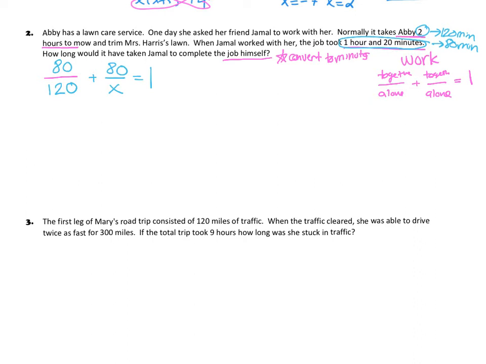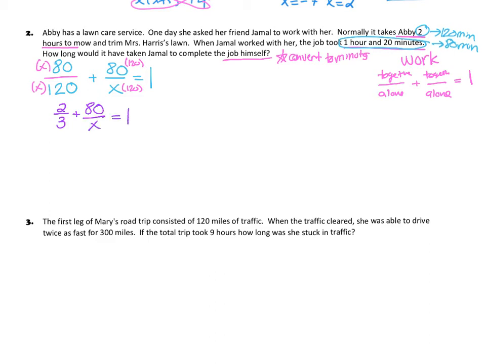So similar to the problem above, I'm going to get a common denominator on the left side, and then I'm going to cross multiply. So I'm going to multiply this first fraction by x over x, and the second fraction by 120 over 120. But actually, rather than doing that, I just realized that this 80 over 120 could be reduced, so I could make my numbers a lot smaller. So let's reduce this fraction before I get a common denominator. So 80 over 120 would be 2 over 3.